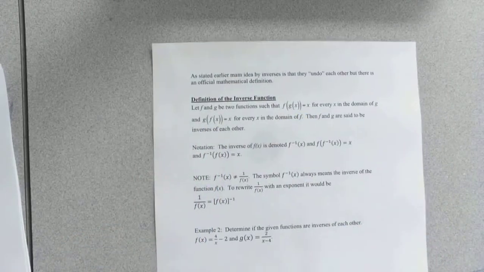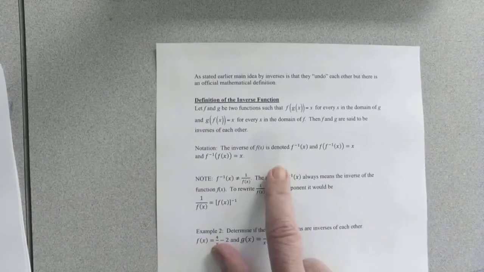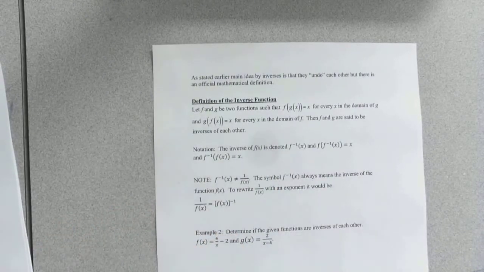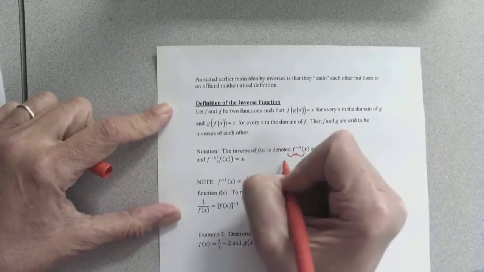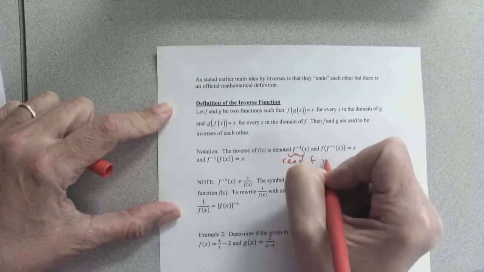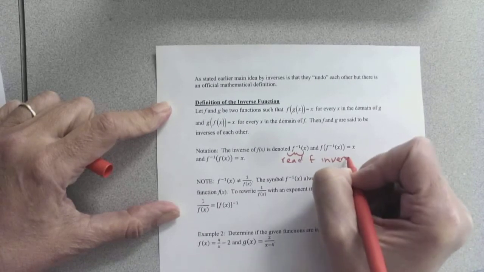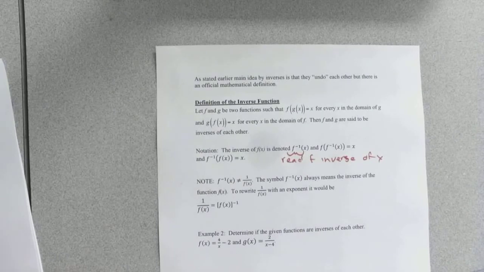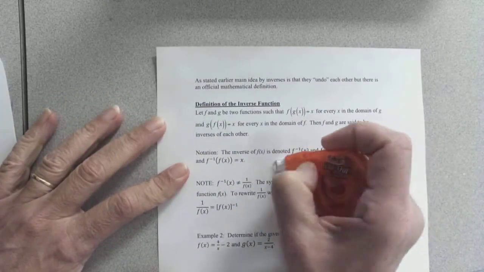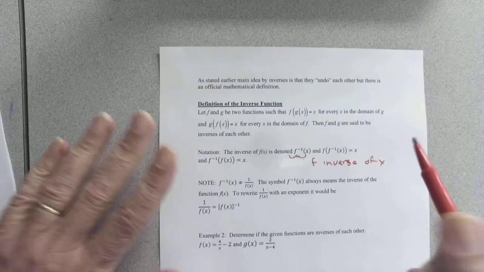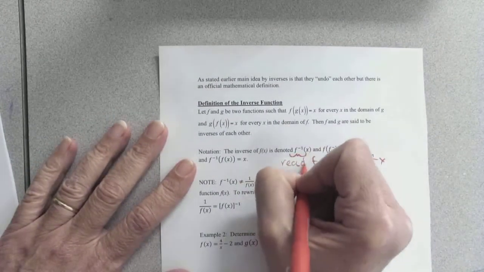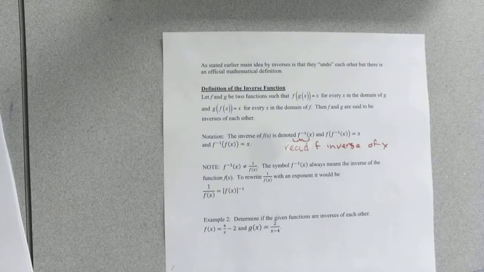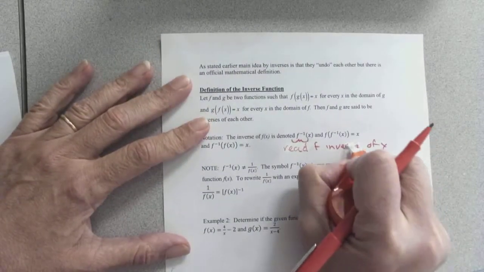They use composition. Now, notation: the inverse of f of x is denoted by that symbol, and that is read f inverse of x. It is not an exponent. I know it looks like an exponent, and if it were any other number, it would be an exponent. But we use that -1 in that notation to denote inverse. That is what it means.